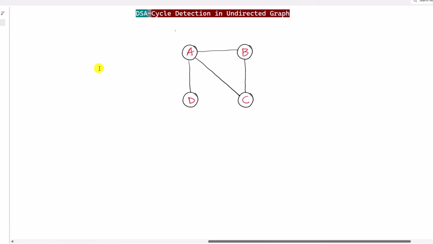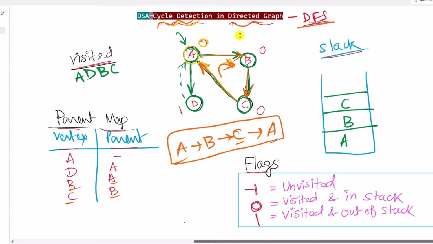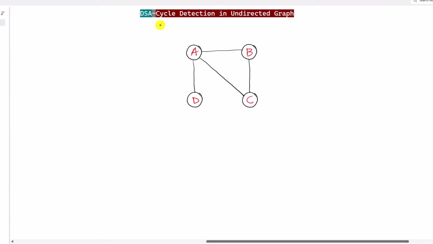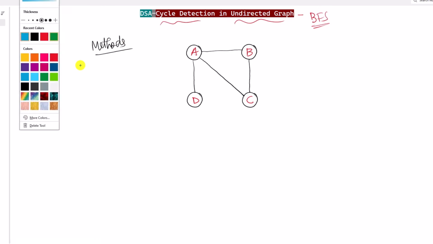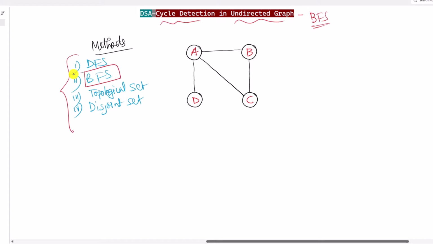So previously we have talked about how we can find a cycle in a directed graph using the DFS. So let's now see how we can detect the cycle in an undirected graph, and we're going to use the BFS. There are multiple methods that we can use. Here also we can use the DFS, the BFS, topological sort and disjoint set. So let's just use the BFS to detect the cycle in an undirected graph.